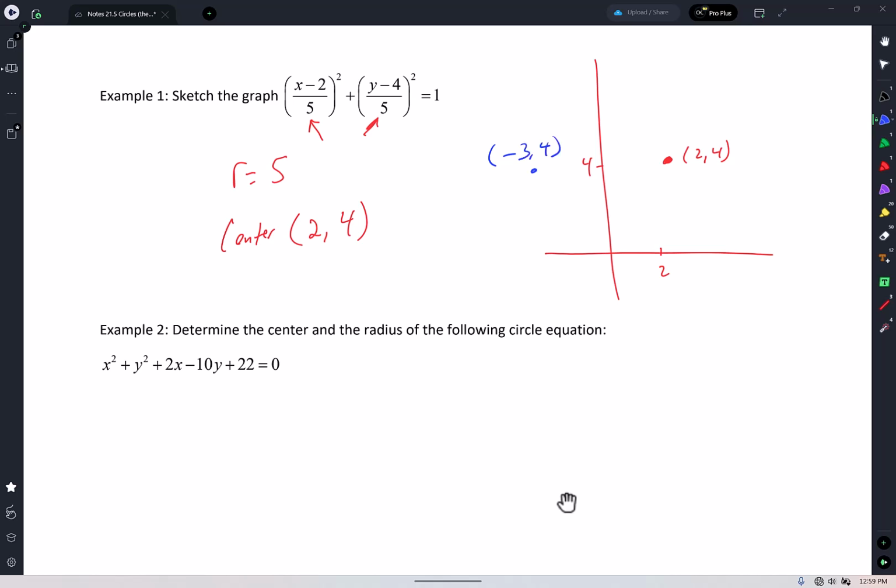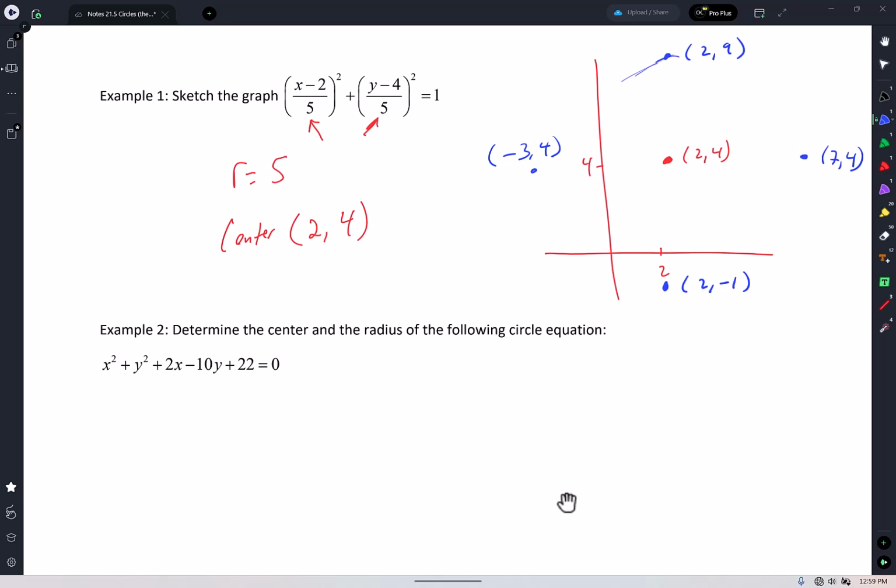Chav, how did you do that? I just subtracted 5 from the 2. 5 to the right. Point. What's 5 plus 2? 7. So 7, 4. See? 5 up. 2, 9. 5 down. 2, negative 1. See? All I did was subtract 5 from 4 and add 5 to 4, and subtract 5 from 4 from the y value.